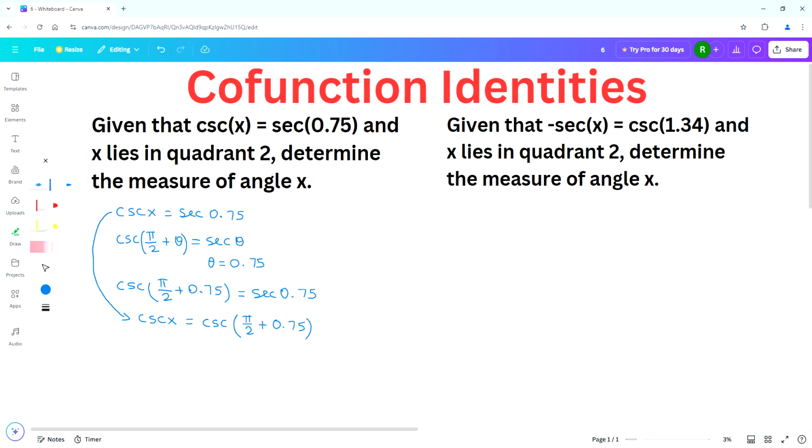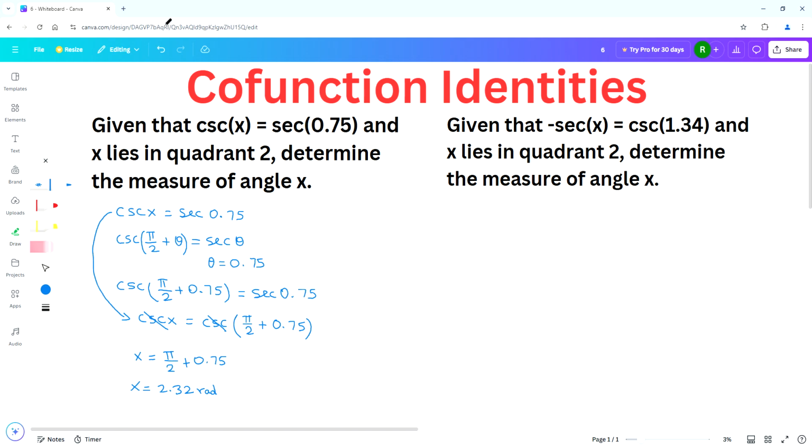Now we have the same trigonometry ratio on both sides. We can cancel out cosecant. Pi over 2 plus 0.75 is equal to 2.32. This is the value of x and the unit is radians. We are done with the first problem. Now we can solve the second one.